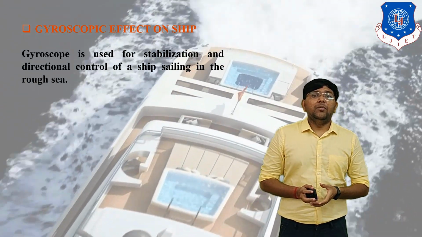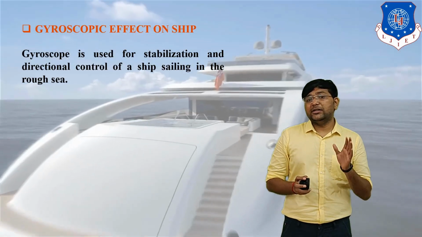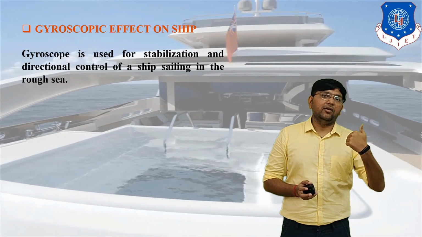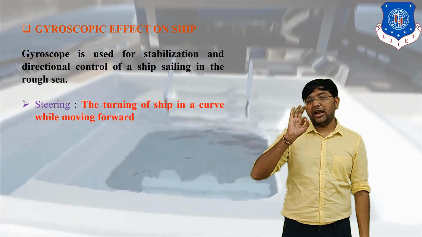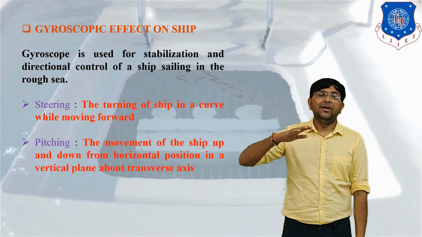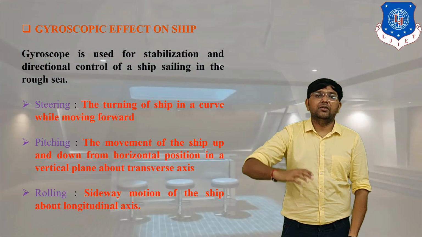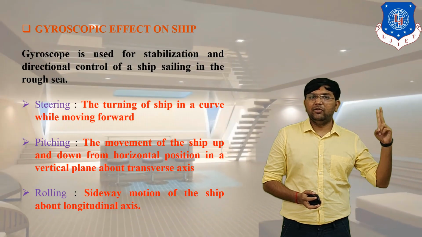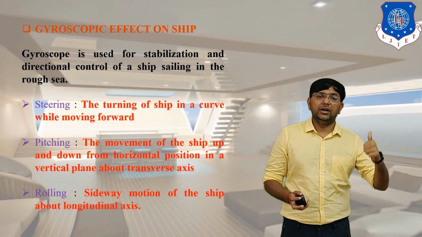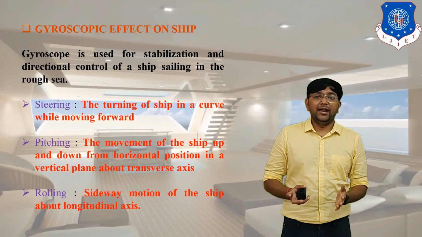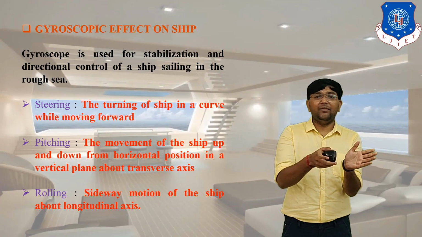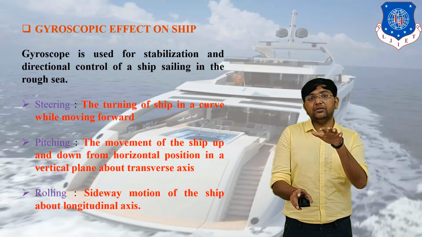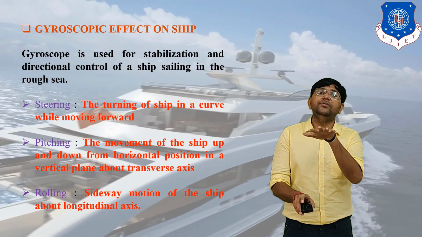Before that, you have to understand some basic terminology of the gyroscopic effect on a ship. There are three types of motion that occur whenever a ship moves on the surface of water: pitching, steering, and rolling. Now what is steering motion? Whenever the ship tries to take a left turn or a right turn. You can observe steering motion from the top side of the ship.